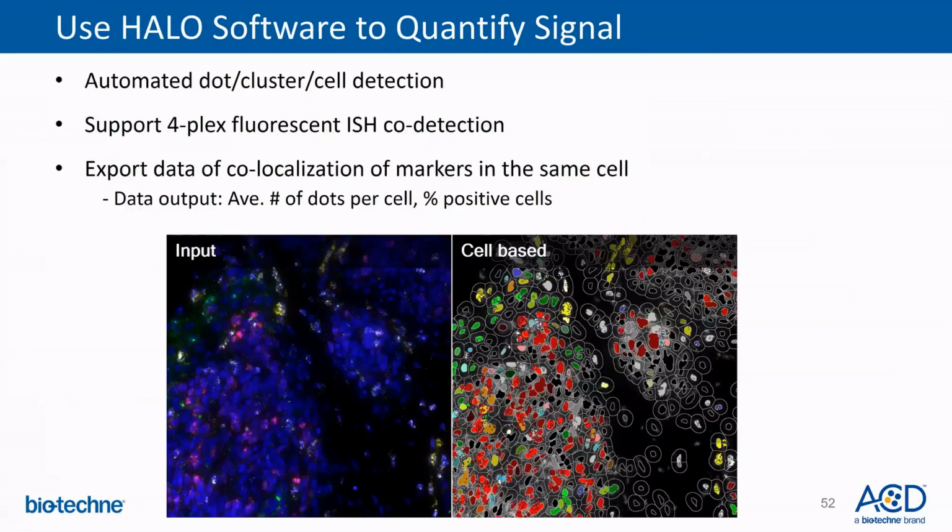Alternatively, you can also use the Halo software to quantify your signal. The Halo software allows for automated dot, cluster, cell detection, and supports the 4-plex fluorescent ISH detection. For more information on Halo software, please contact Indica Labs.